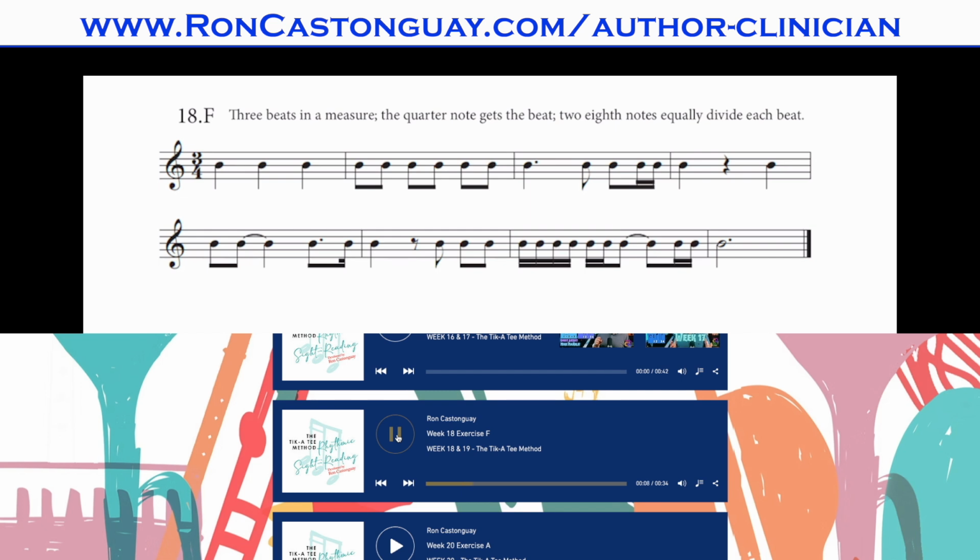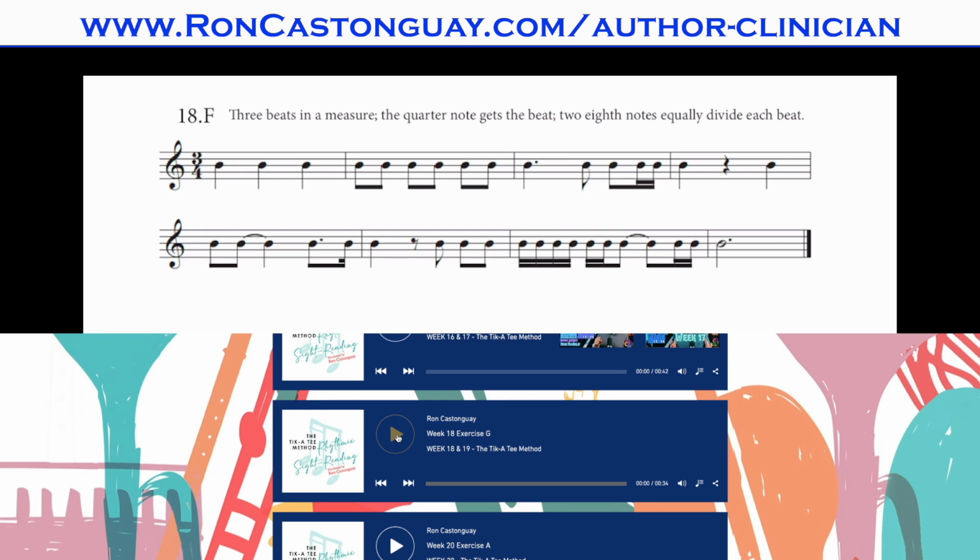1, 2, 3, 1, ready, and ta, ta, ta, ti, ti, ti, ti, ti, ti, ta, ti, ti, tik-a, ta, ta, ti, ti, ti, a ta, ti, ti, ti, tik-a, tik-a, tik-a-tee, tik-a, ta.